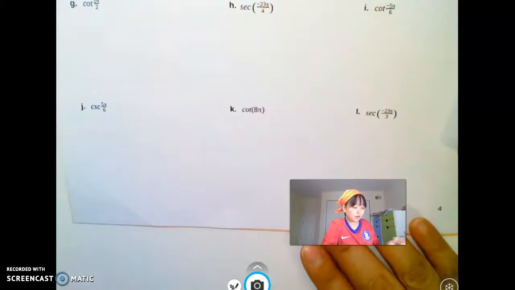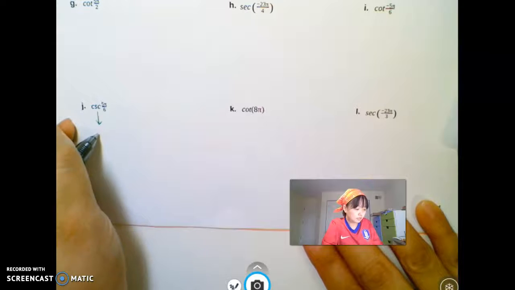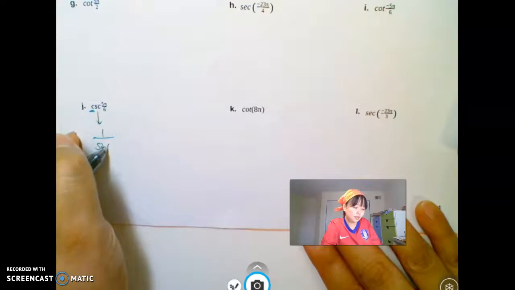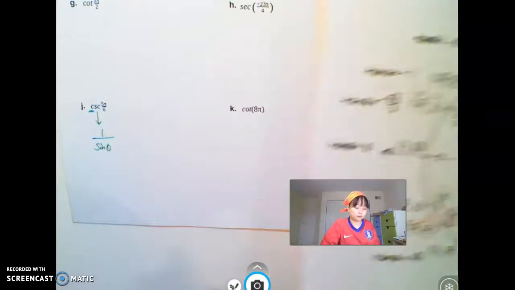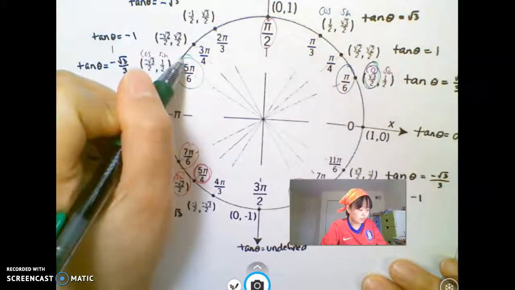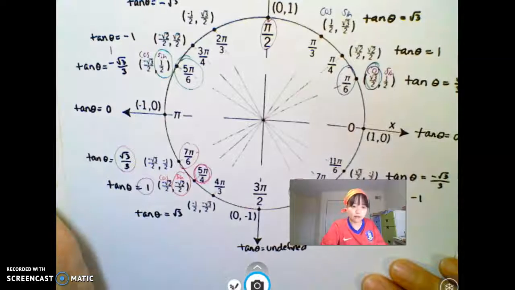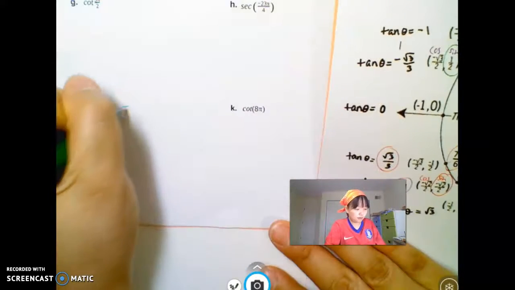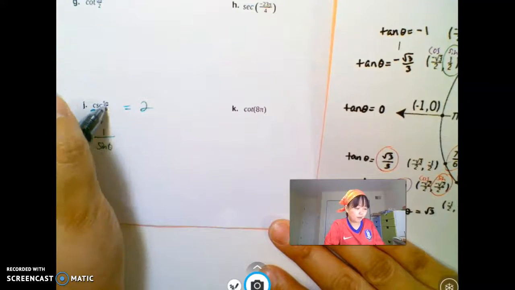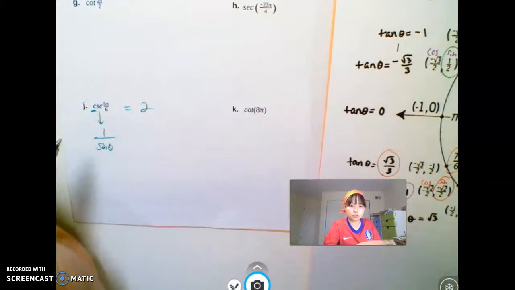So first we start out with CSC. It is 1 over C, so it goes with the sine. So you have to flip the sine at 5 pi over 6. 5 pi over 6 is right here. Sine is 1/2. Flip it around, that becomes 2, because sine at 5 pi over 6 is 1 over 2, and you use the reciprocal.